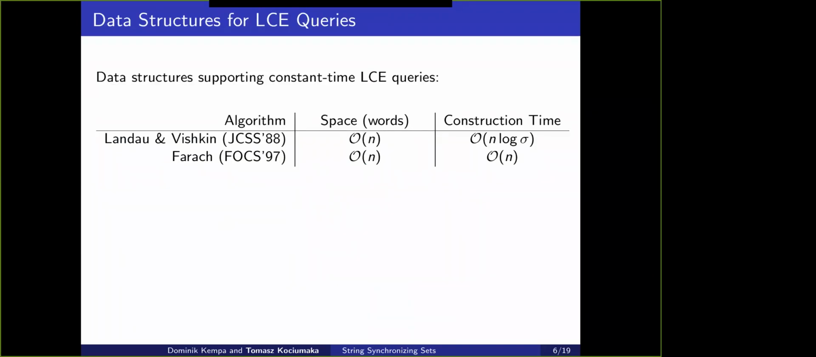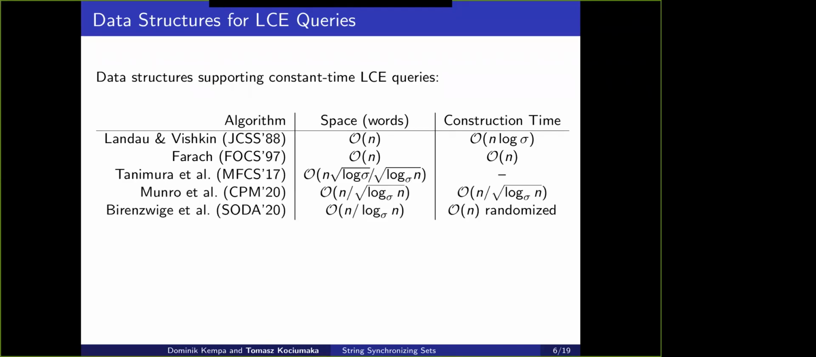And in early days, the story about data structures supporting constant time LCE queries looked quite similar to BWT construction. Originally, the space complexity was linear, the construction time was n log sigma, and with faster suffix sorting algorithms, the construction time was brought down to linear already for polynomially bounded integer alphabets. And here, improvements on top of this came much later. So only 3 years ago, the group from Kyushu managed to get some improvements in the space complexity. They didn't give any explicit construction algorithm.